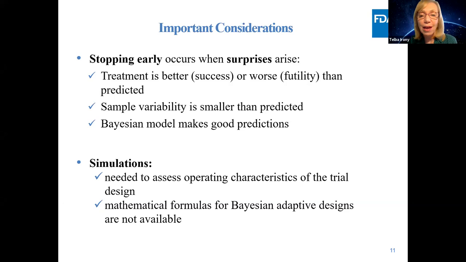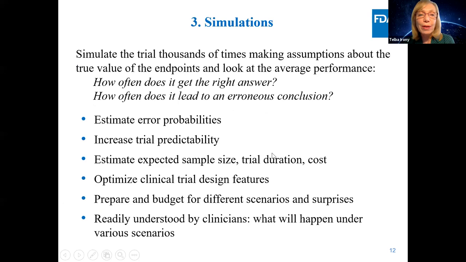And particularly when you use modeling, there are no mathematical formulas for the Bayesian adaptive design. So you really need to conduct simulations. So you simulate the trials several times, and you use the simulations to tell you how often it gets the right answer and how often it leads to erroneous conclusions. It helps you estimate error probability.